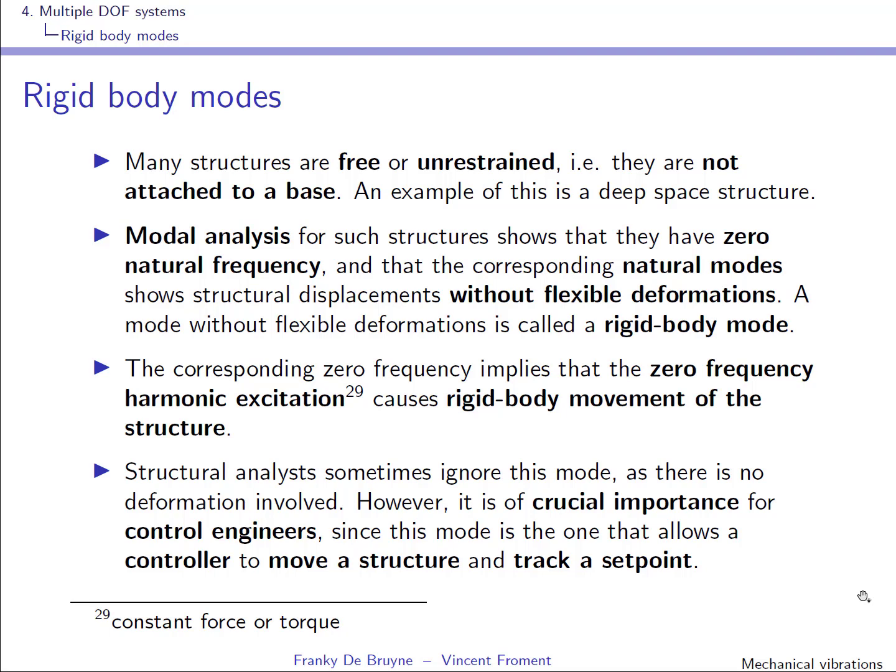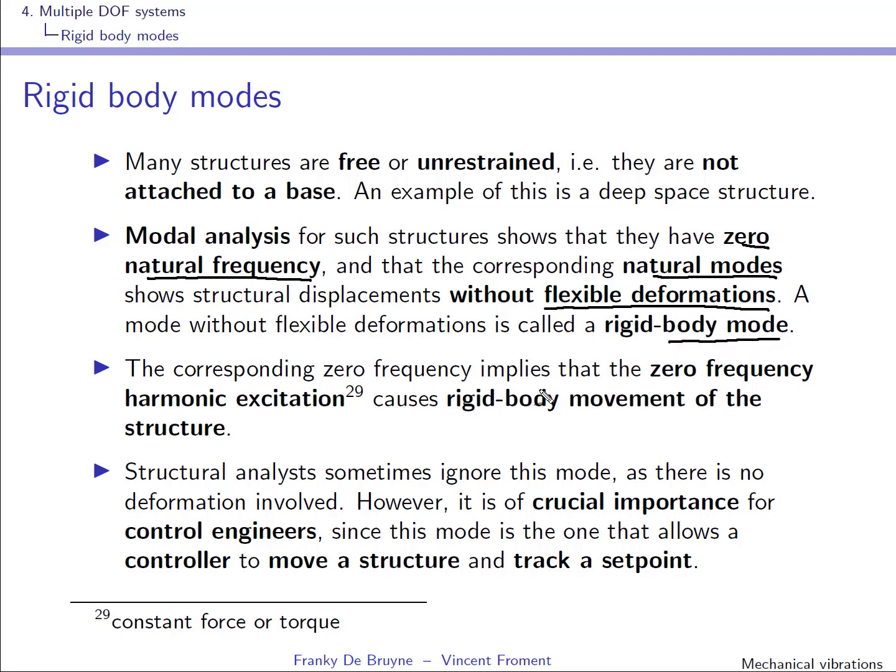Well, many structures are free or unrestrained, and this means that they are not attached to a base. A good example of that is a deep space structure, for instance the deep space telescope. If you do modal analysis for these structures, you'll see that you have a 0 natural frequency popping up. So one of the natural frequencies will be 0, and the corresponding natural mode is one without flexible deformation. It's called the rigid body mode.